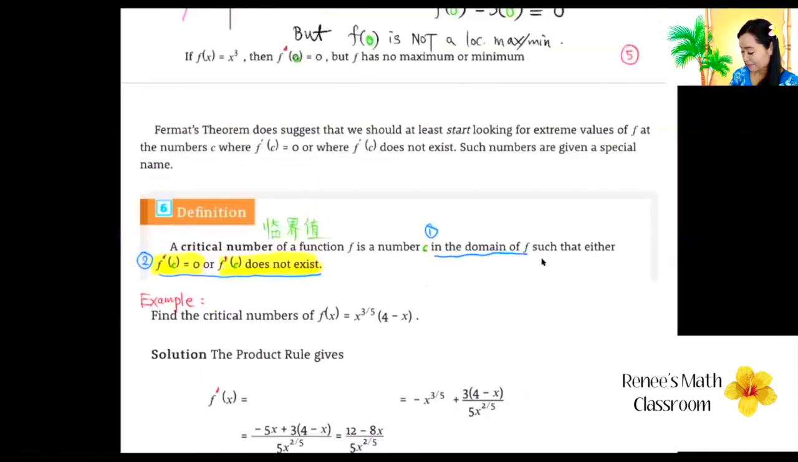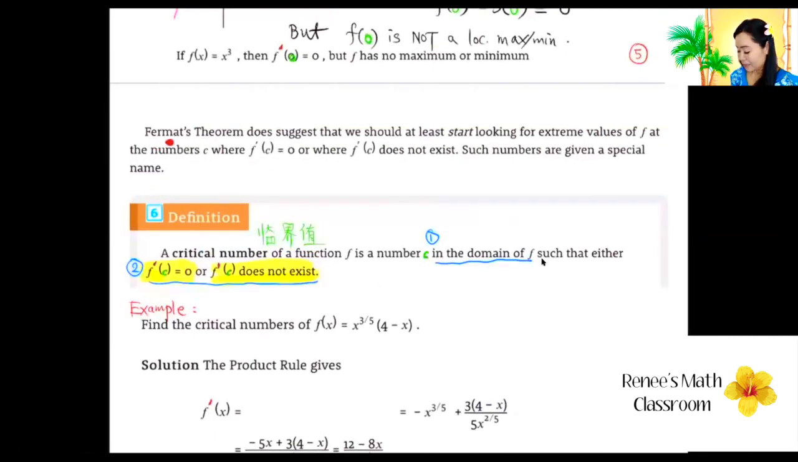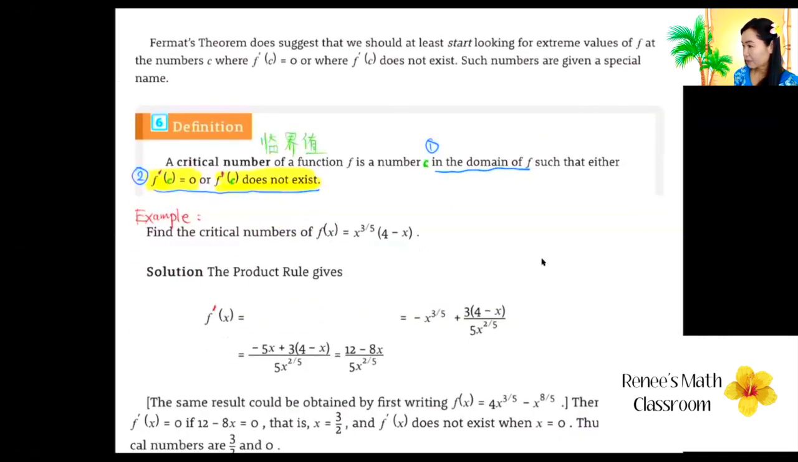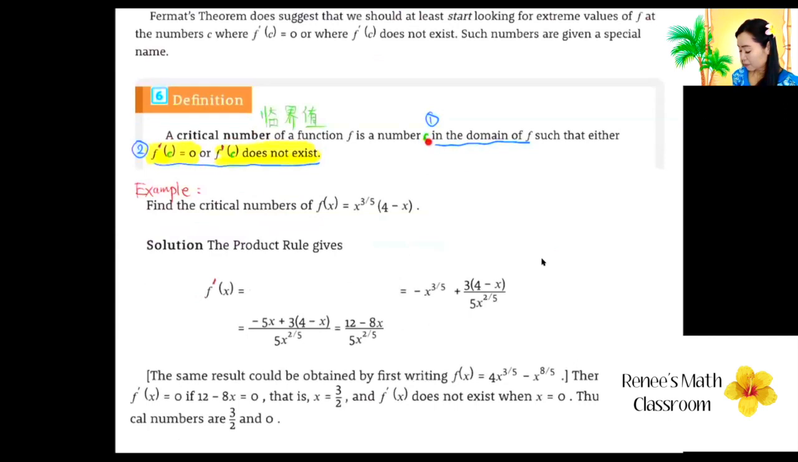Okay. So Fermat's theorem that we just stated suggests that we should at least start looking for the extreme values where the derivative is equal to 0 or does not exist. Those numbers are given a special name. So those c over there, what are those c? Those c in the domain where the derivative equals 0 or does not exist, we call a critical number. See, critical numbers start with a c. So let's put a c there.